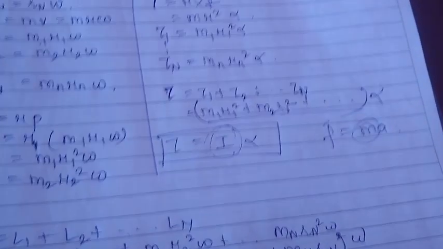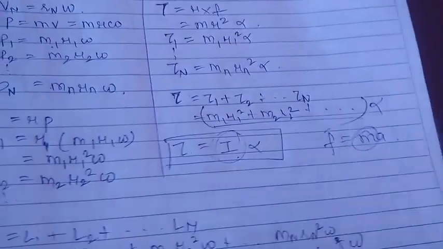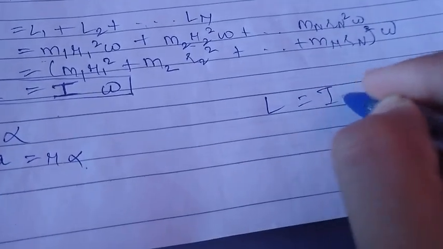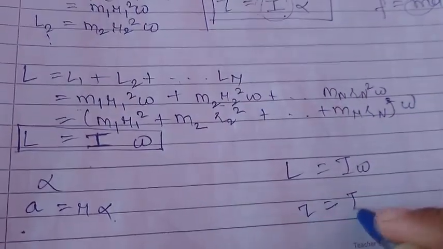So basically these are the two formulas which are very important for you, and you should always remember that L is equal to I omega and tau is equal to I alpha.